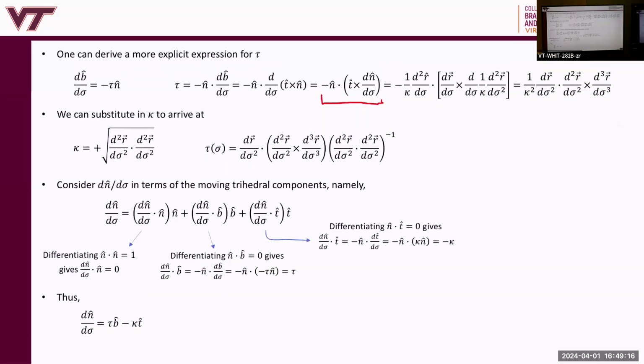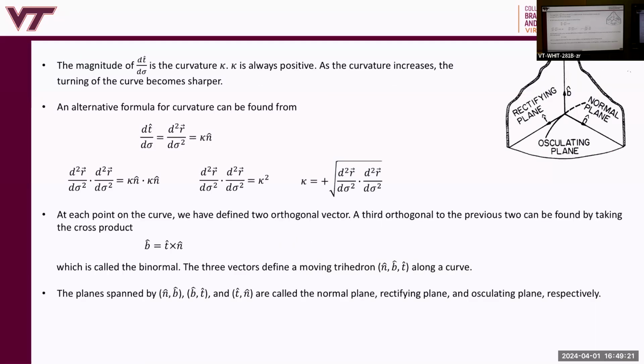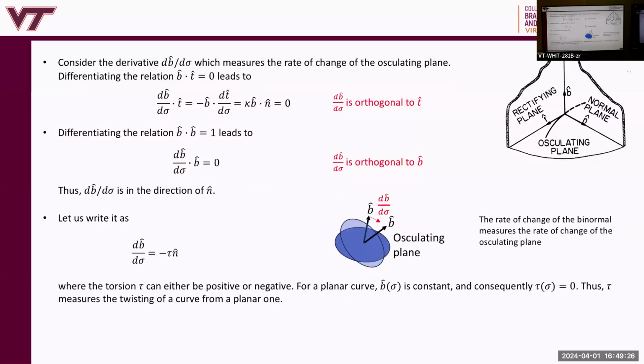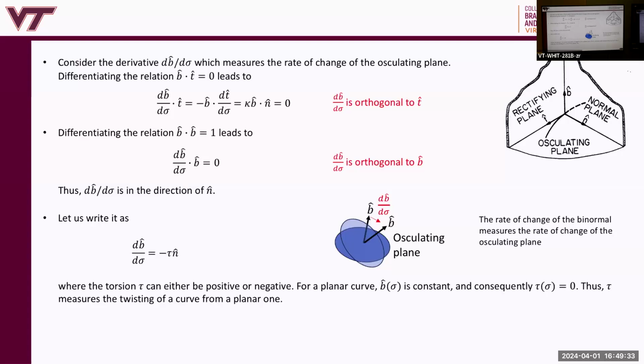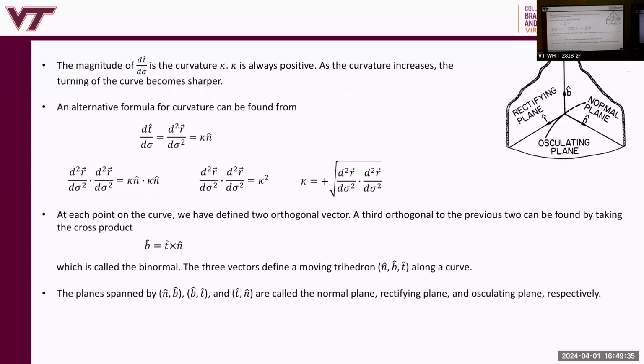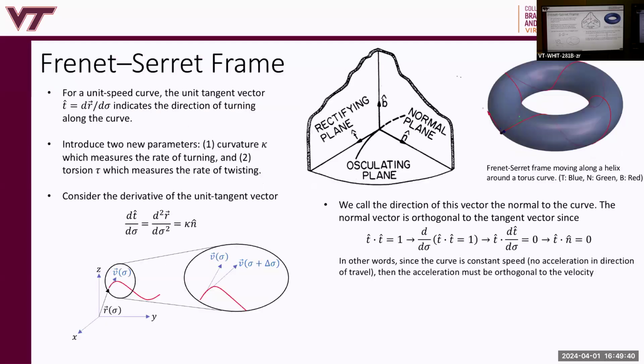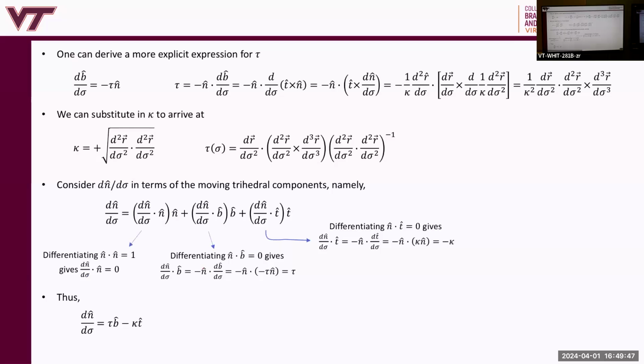Not there. Where's dn d sigma? We calculated that one. Did we calculate dn d sigma? dB d sigma we calculated on this slide. And no, I don't think we have, right? So maybe we need to figure out how we calculate that. So dn d sigma.